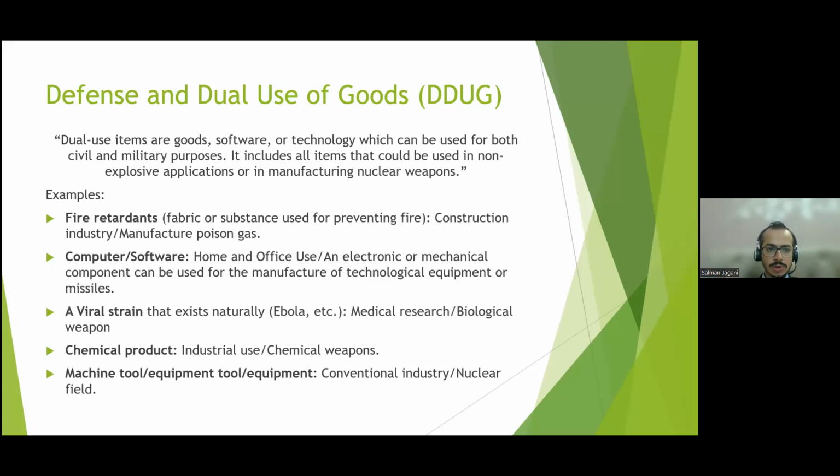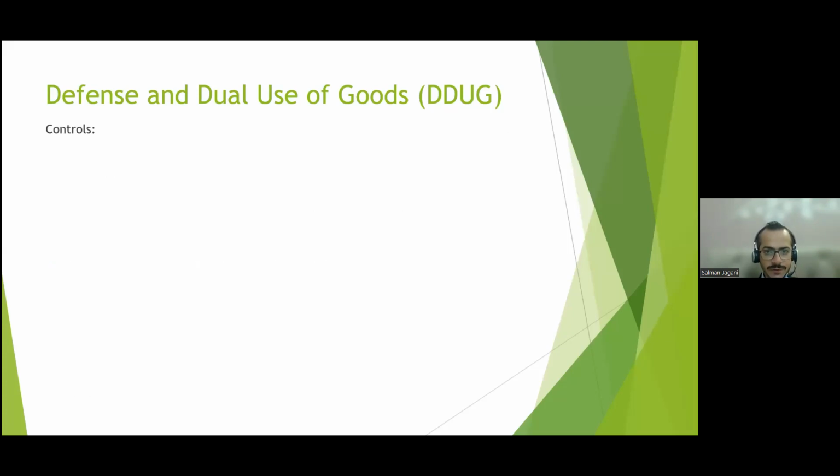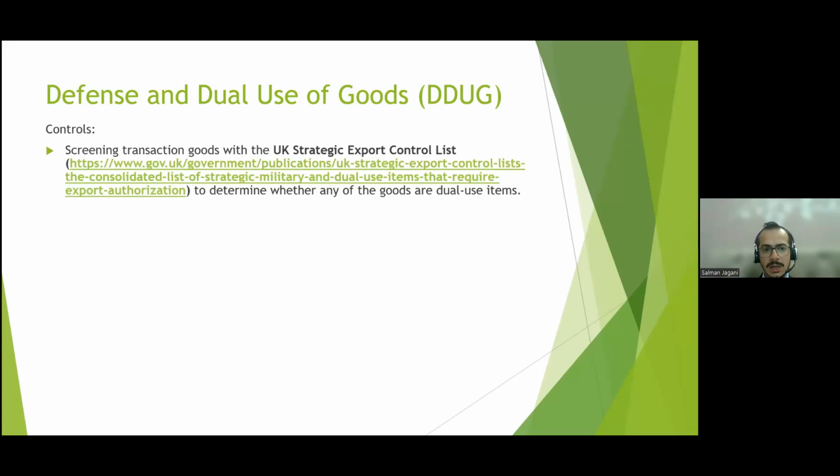So these are some of the controls for defense and dual use of goods. We have screening transactions or goods which can be screened via the UK Strategic Export Control List. This is the website, so you can go there. If you write on Google, Google would obviously give you the response when you just type UK Strategic Export Control List.